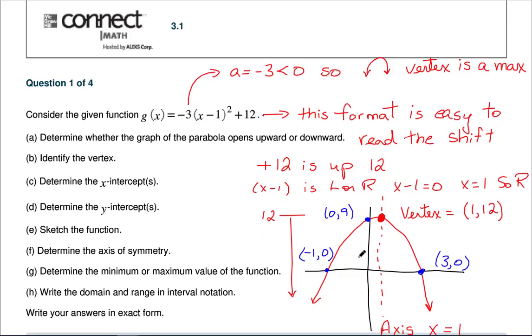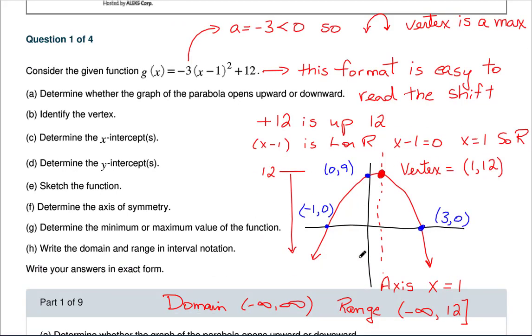Alright, so if we look here at question 1. Question 1, we have g of x is minus 3 times x minus 1 squared plus 12. Alright, so the first thing I notice is the lead coefficient is a minus 3. It's less than 0. So our parabola is flipped over, which means the vertex is going to be a maximum.